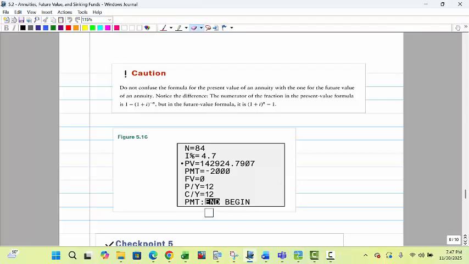Okay, so we choose end. Now we're not using future value, we're using PV for present value. So you always zero out whatever you're not using there. Okay, this time they did put the negative in there, but you could have done it with positive 2,000, it just would have made the PV negative. So then you go up and select the PV and you do the alpha solve. So same kind of idea. You're just solving for PV now instead of FV.